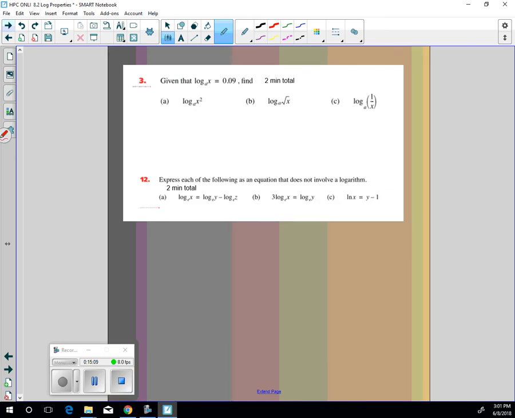3 is awesome. What you're doing there is you're given, this is a good multiple choice type question. If you know log base A of x is 0.09, what's log base A of x squared? Well, the 2 can come out in front. So you get 2 log base A of x. Well, this is already 0.09, so times 2 will be 0.18. And then you go ahead and finish the rest of those, and you should be good.